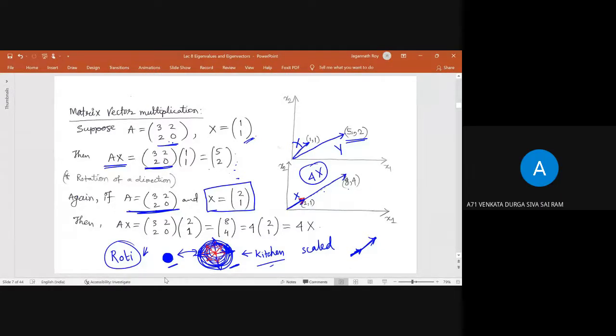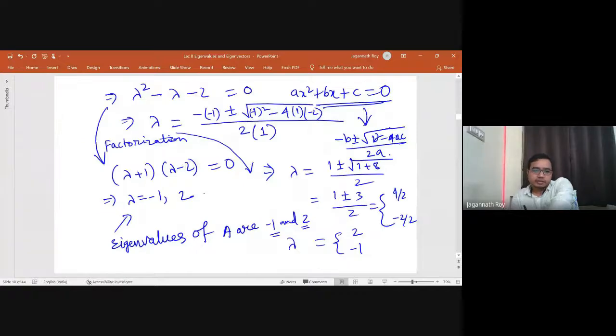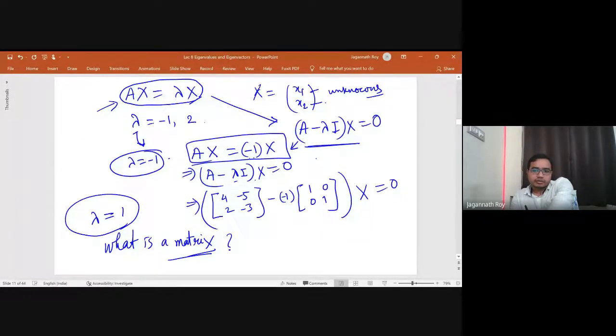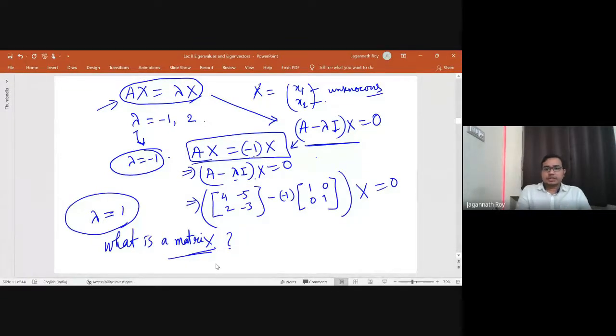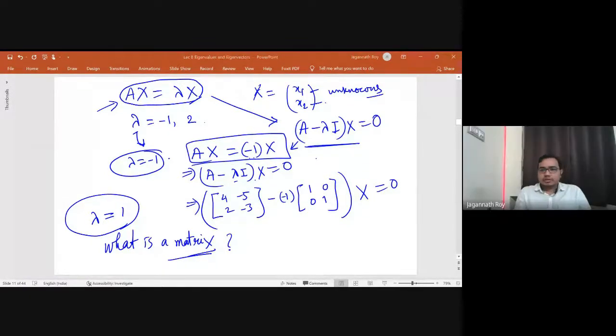Sir. Just tell me. So let us try to find out how to get this vector. Any doubt? Venkata, yeah, tell me.